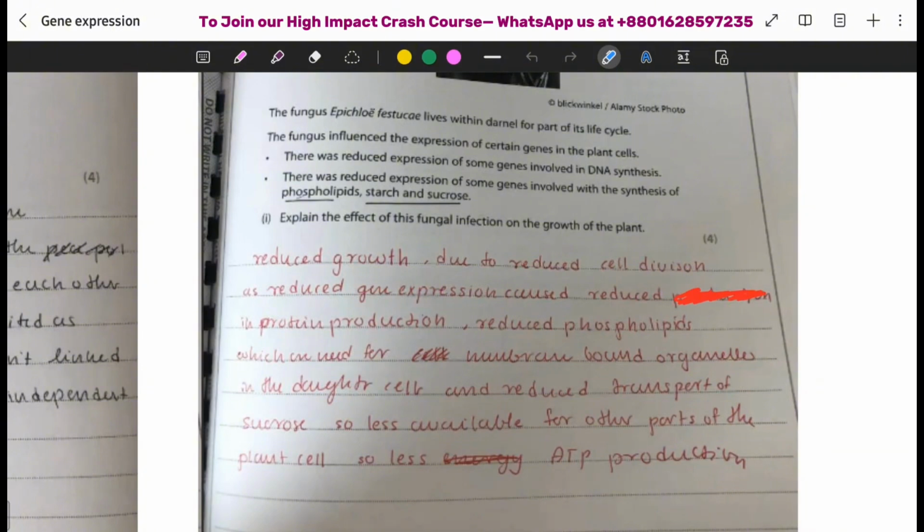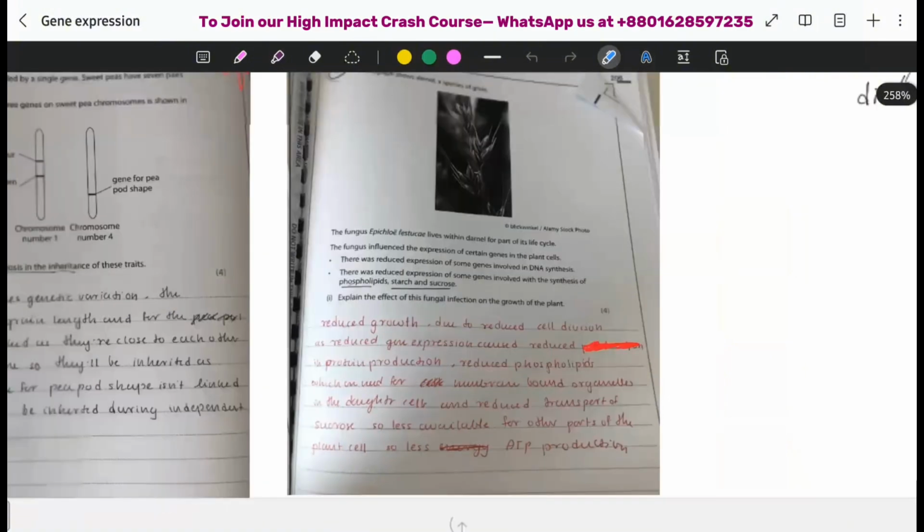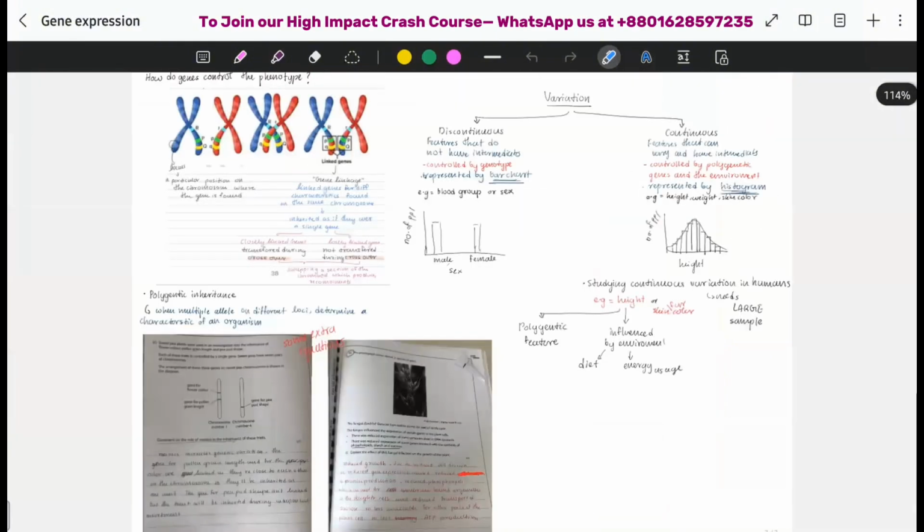And for the reduced transport of sucrose, if you have less sucrose, there'll be less sucrose transported. If less sucrose is transported, it should be available less to the other parts of the plant. And we know it's needed for ATP production, so there'll be less ATP produced. Okay, so this is it for this one.